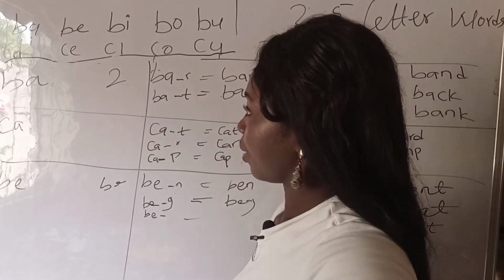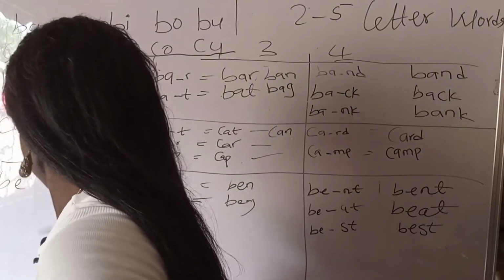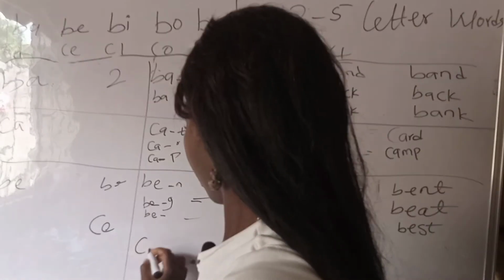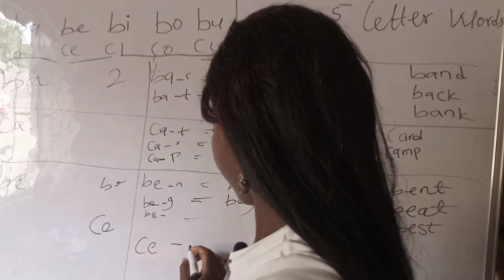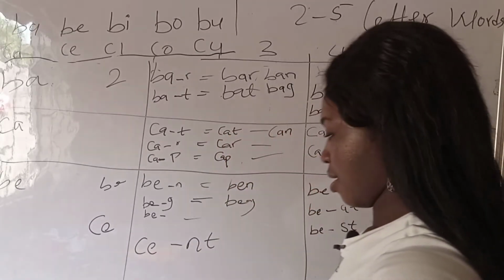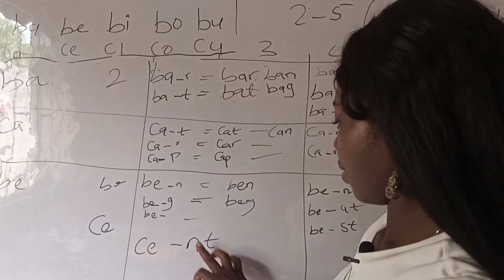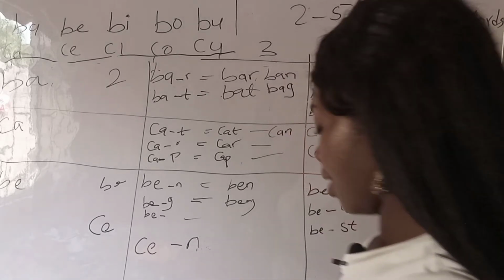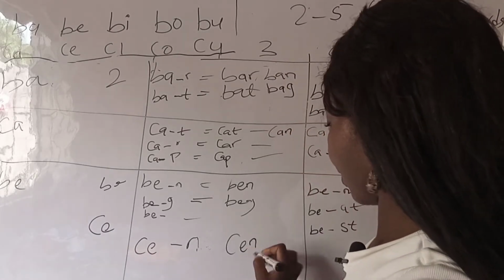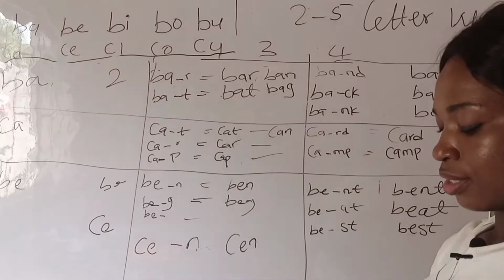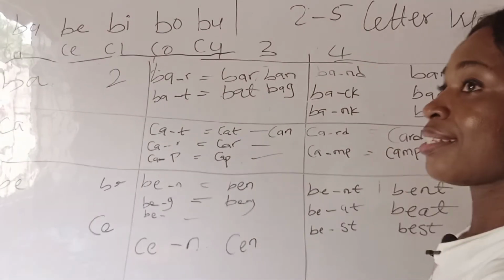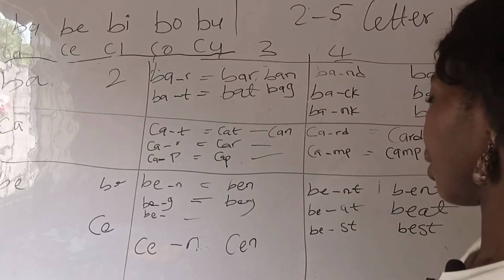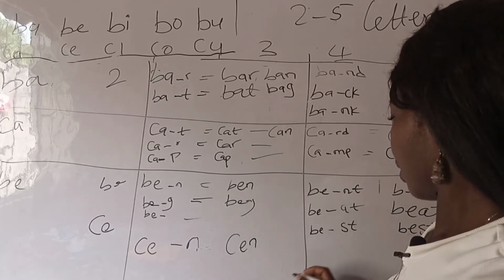The next one, we have se. So se, we can have sin. This is sin. And sin, century, central, all the same. Okay, so we're going to have sent here.